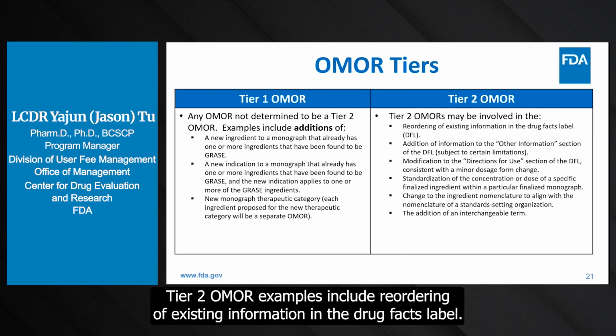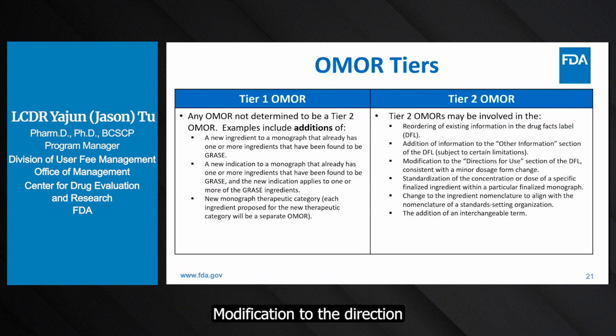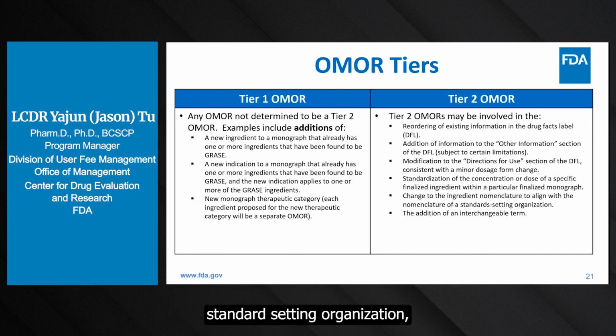Tier 2 OMOR examples include reordering of existing information in the Drug Facts label, addition of information to the other information section of the Drug Facts label, modification to the directions for use section of the Drug Facts label consistent with a minor dosage form change, standardization of the concentration or dose of a specific finalized ingredient within a particular finalized monograph, change to the ingredient nomenclature to align with the nomenclature of a standards setting organization, and addition of an interchangeable term.